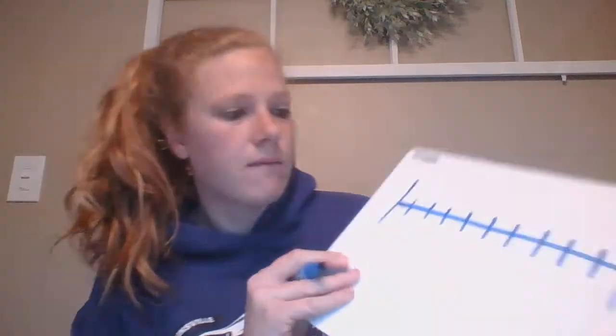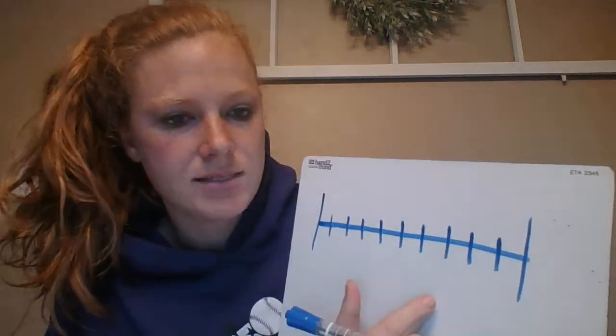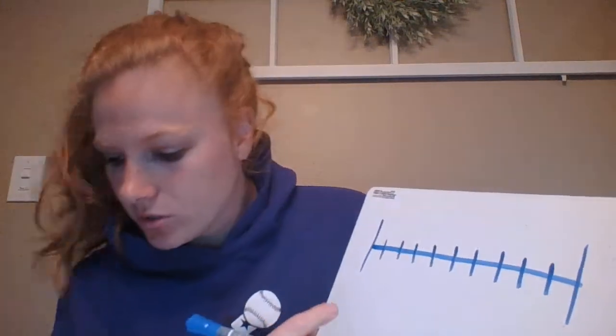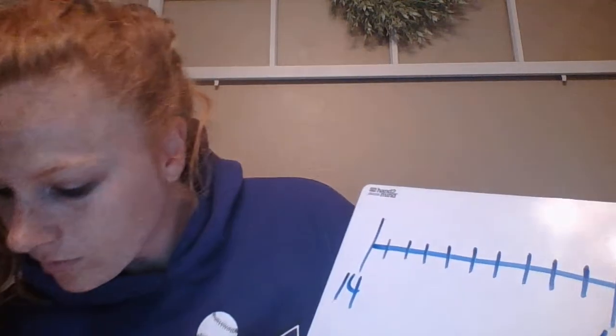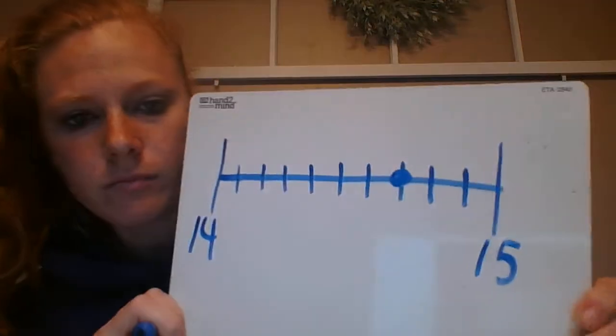Some of you may be asking, Mrs. Weiner, why do we only put 9 lines in between? Because this last one would have been 10 tenths, which is like 1 whole. So we're going to label it 14 and 15. And we're going to put the point right here.